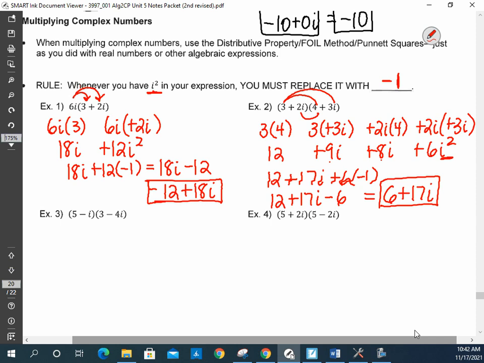Remember, the imaginary unit always goes last. If that problem looks familiar, it was one of the extra credit questions on your last test.